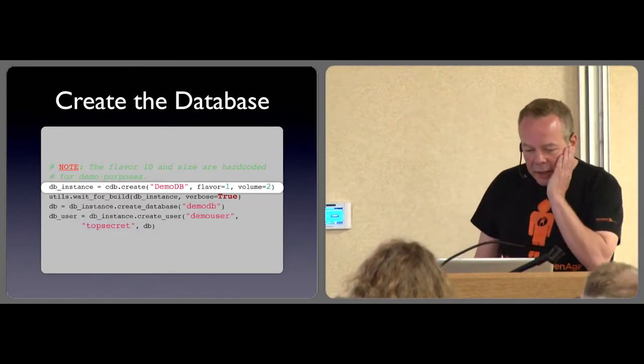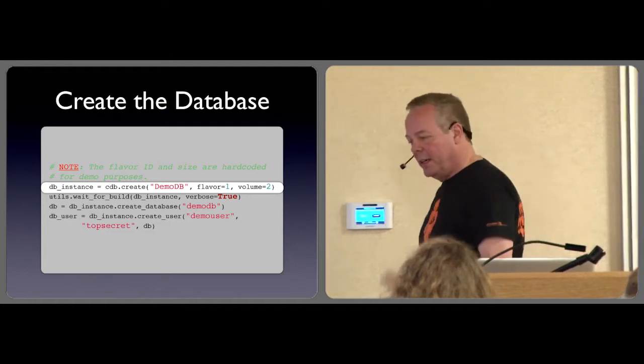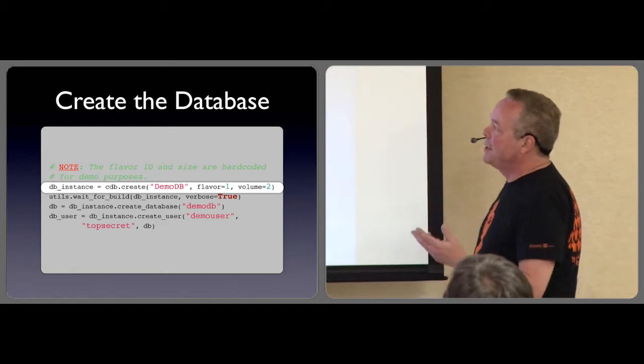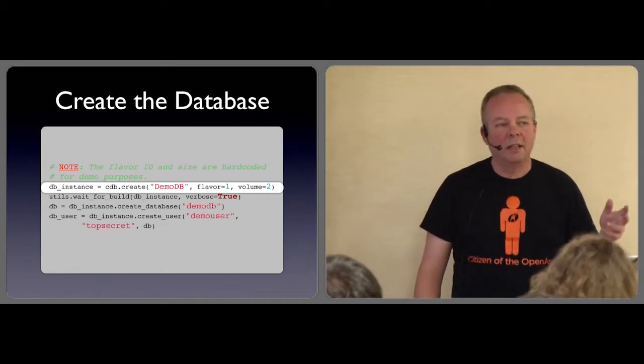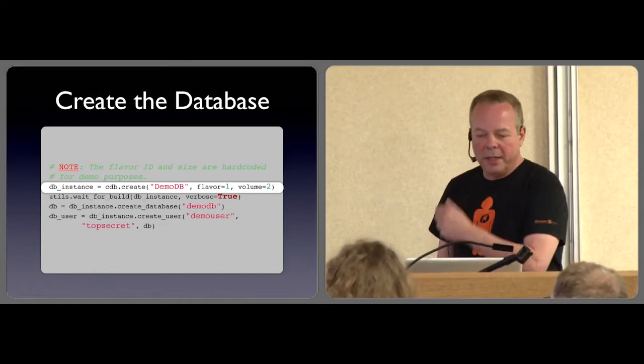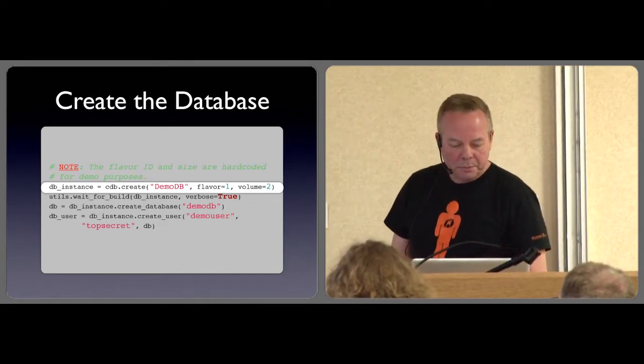All right, let's start by creating the database. The first thing you do is create an instance, so you call clouddatabase.create. Pretty simple. Pass a name. Flavor is basically a RAM configuration. Volume is number of gigabytes, so this will create a 2 gigabyte instance.